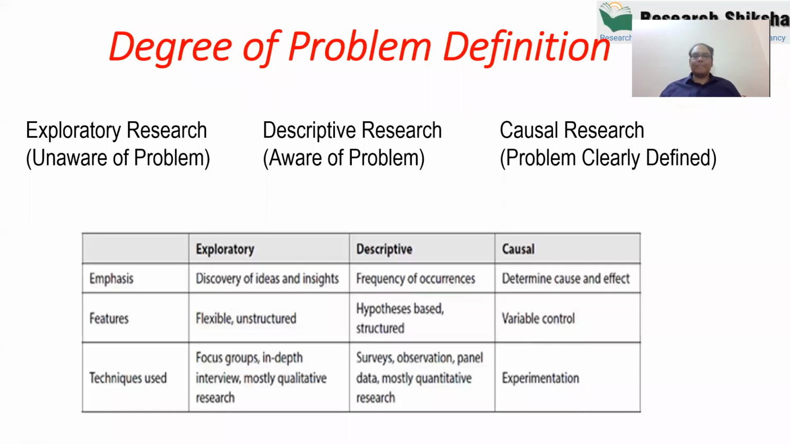In causal, the control group is important, the experimental group is important, and you have to decide the variables of the experimentation. Technique used in exploratory: we use focus groups and in-depth interviews, mostly qualitative. I said that qualitative research is put in this category. However, in descriptive, we do surveys, observation, panel data. Most quantitative research is possible in descriptive. In causal, we do experimentation. This is the basic difference between exploratory, descriptive, and causal.